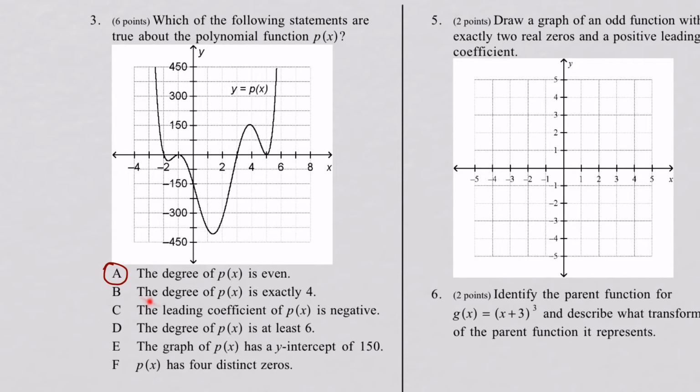B, the degree of p of x is exactly 4. The degree is exactly 4. That means that this is a graph that is something x to the 4th, right? That is the highest degree, x to the 4th. The way to check that is by checking how many zeros, how many x-intercepts it has. 1, 2, 3, 4. 4 x-intercepts.